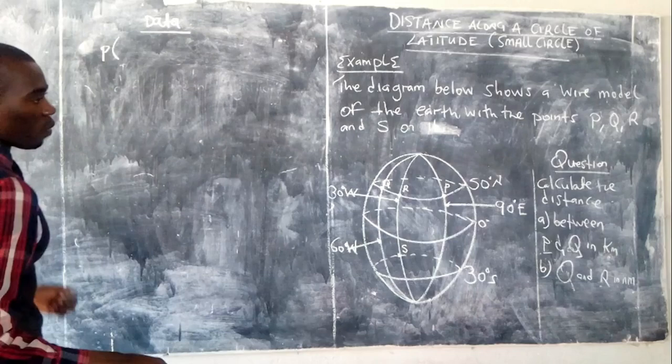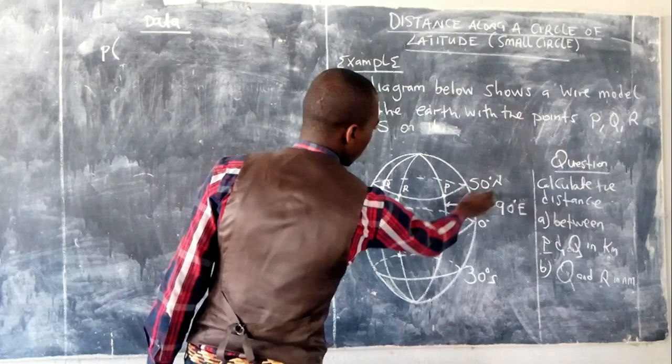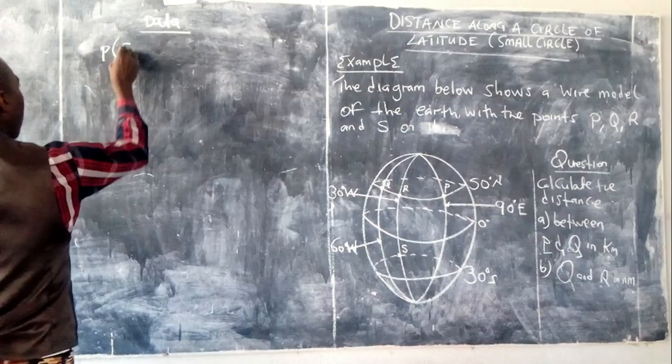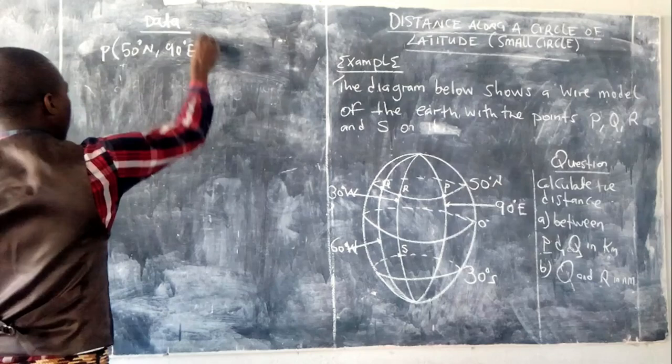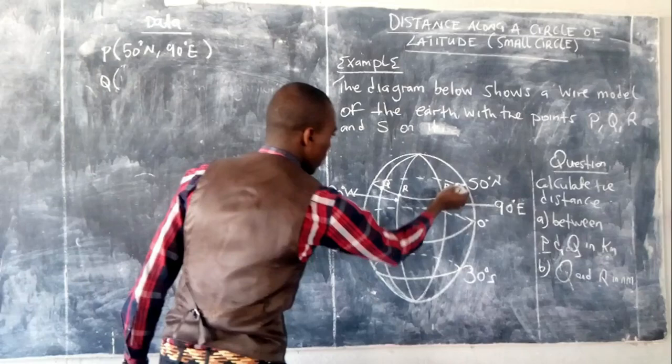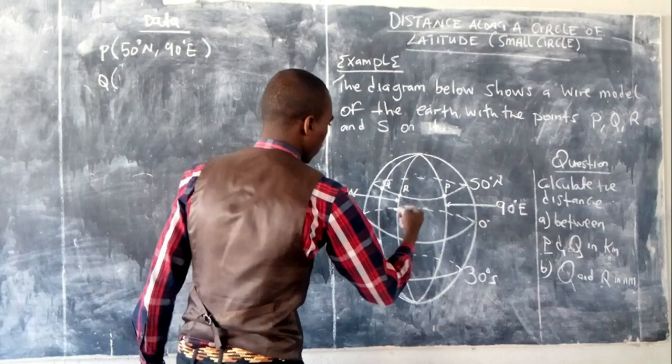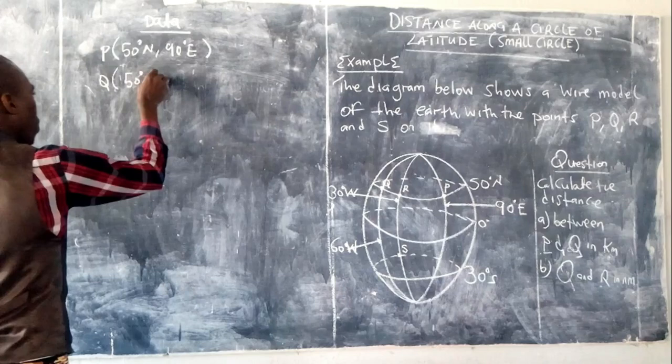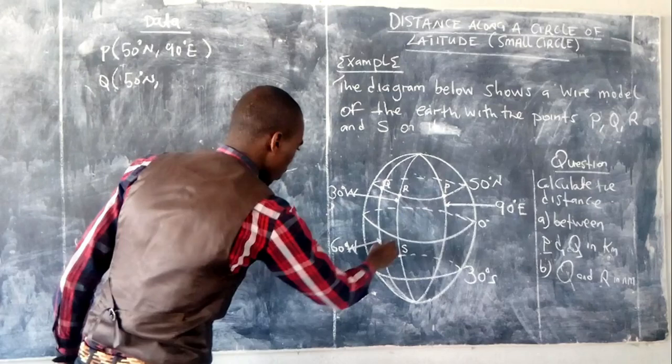So the coordinates for P here, P is here, the latitude is 50 degrees north, and then the longitude is 90 degrees east. So we have 50 degrees north, 90 degrees east. Then for Q, let's write for Q. Q is here. This is also 50 degrees north. Remember, this is in front, then this dotted line is behind. So even this side, it is the same latitude, which is 50. So 50 degrees north, comma. Then we check the longitude where Q is. The longitude has been marked to be 60 degrees west. So, comma, 60 degrees west.